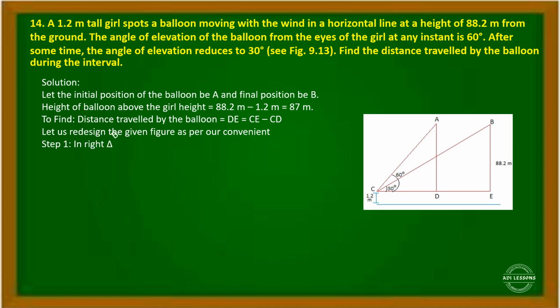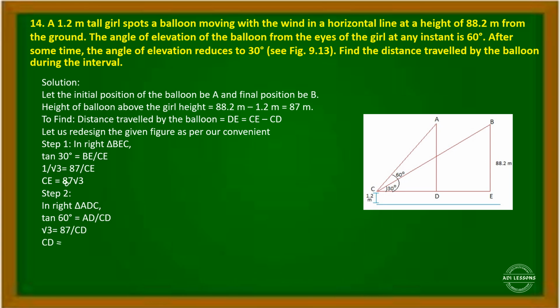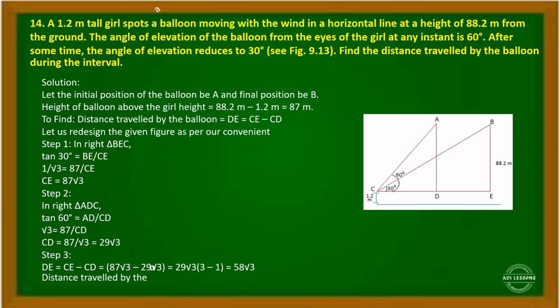Step 1. In right triangle BEC, tan 30 degrees is equal to opposite side BE by adjacent side EC. So 1 by root 3 equals 87 by EC. EC equals 87 root 3. Step 2. In right triangle ADC, tan 60 degrees equals AD by CD. That is, root 3 equals 87 by CD. CD equals 87 by root 3. That implies 29 root 3.